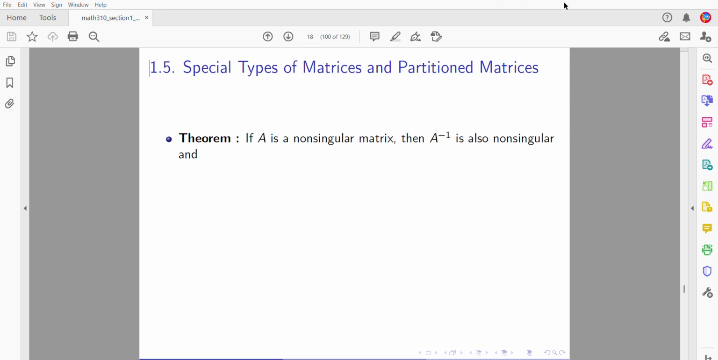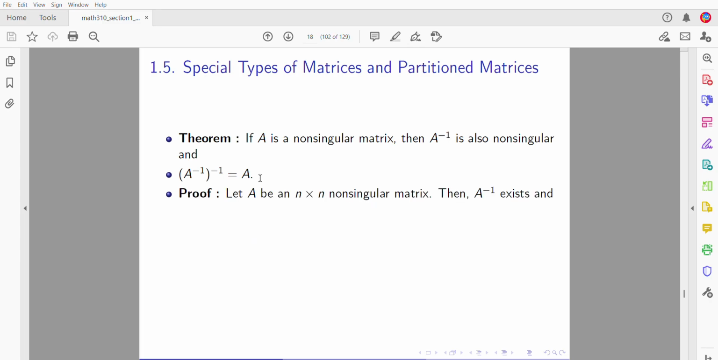Theorem. If A is a non-singular matrix, then A inverse is also non-singular, and the inverse of A inverse is A. This is expected. Proof. Let A be an n by n non-singular matrix.